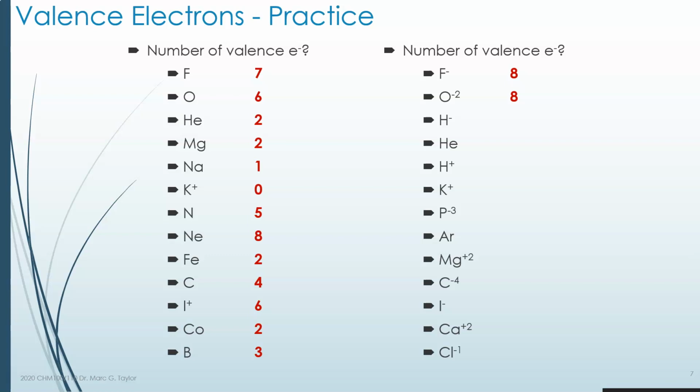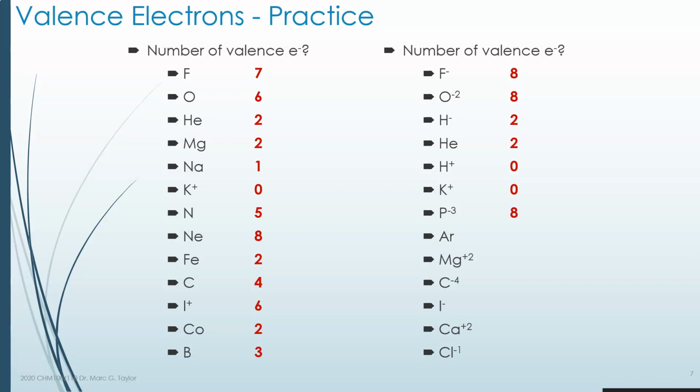Hydrogen is in the first row. It used to have 1 electron, and you add 1 more, it's 2. So you notice everything in the first row wants to get to 2 electrons, like helium. Hydrogen plus loses its only electron, so it's 0. Potassium has 1 valence electron, but potassium plus has 0. Phosphorus minus 3, well, phosphorus has 5, just like nitrogen, but phosphorus has gained 3, so it's 8.